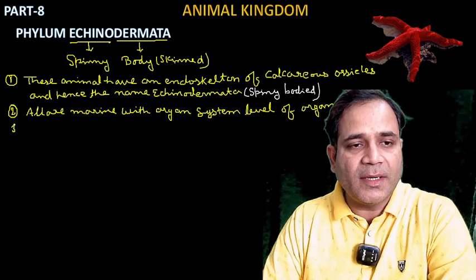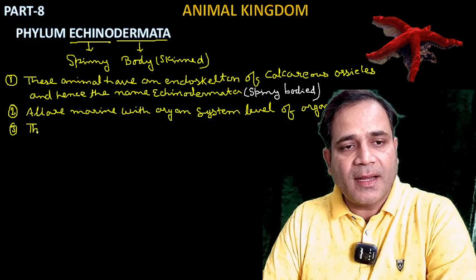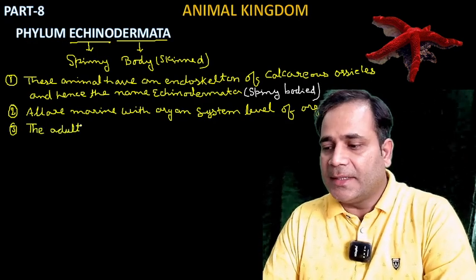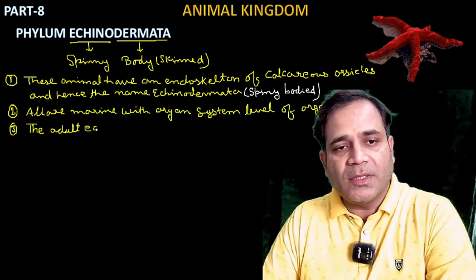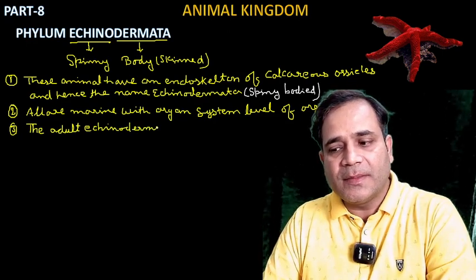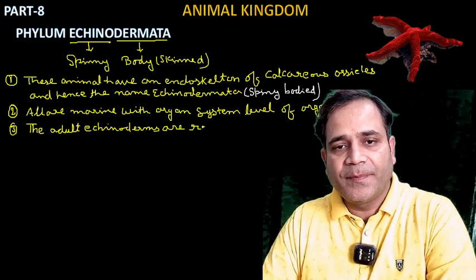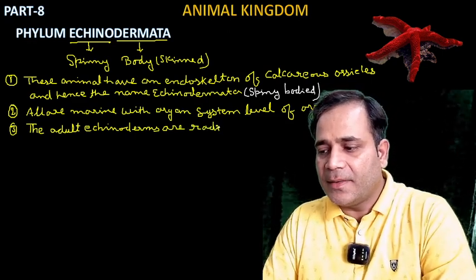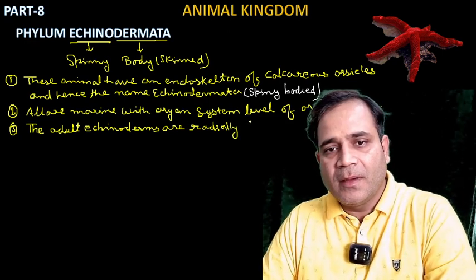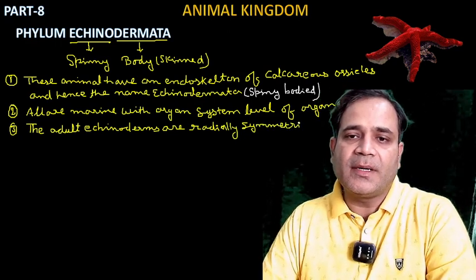Now the third point. This one is a very important line. The adult echinoderms are radially symmetrical.